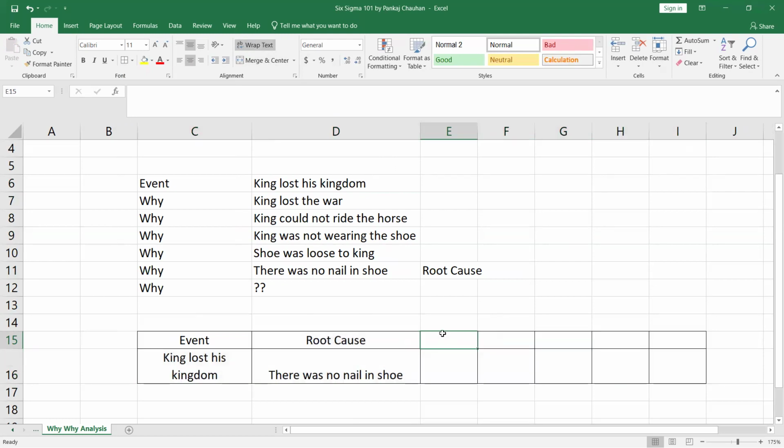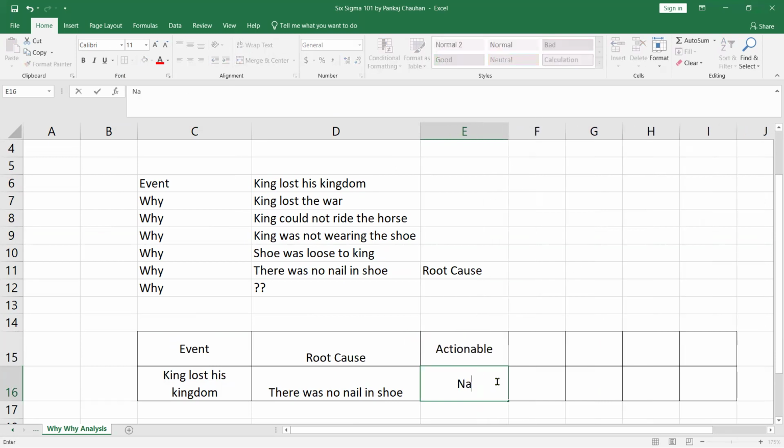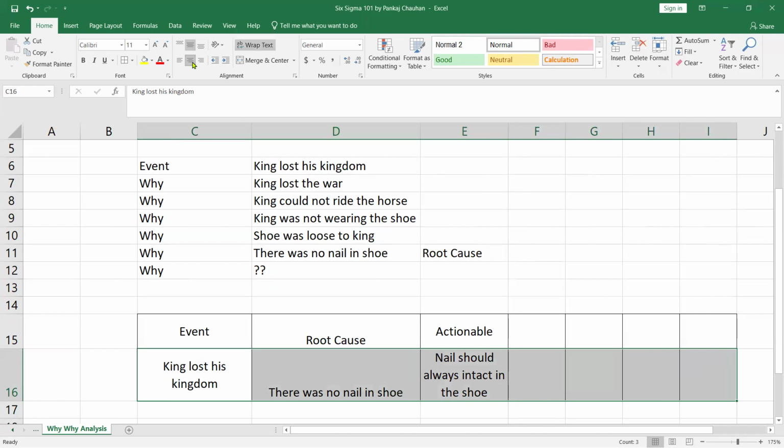Now what I have to make sure is, what is my actionable? In this case, I want to make sure that there is always a nail in the shoes, so that I should not lose the kingdom again. So what should be actionable? The actionable item is that the nail should always be intact in the shoe. This is what we wanted to see always, right? Now I got the actionable.